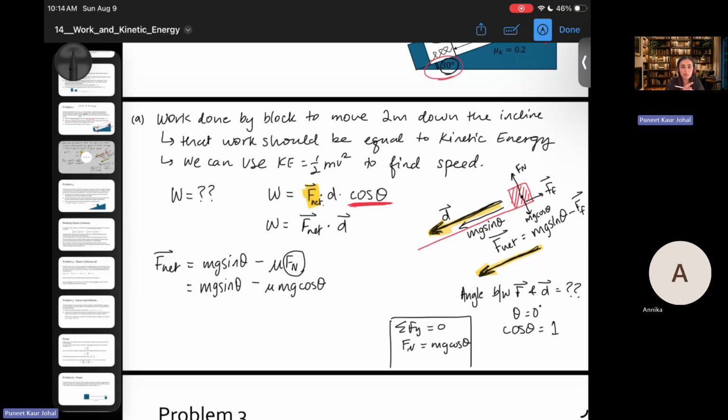So what are we going to do? We're going to combine these. Let's plug things in and see what we get. So mg sine theta minus mu mg cos theta. Just plugging the numbers in now. 1, 9.8, and 30 minus mu, which was 0.2, I think. 1, 9.81, then cos 30. Let's see.